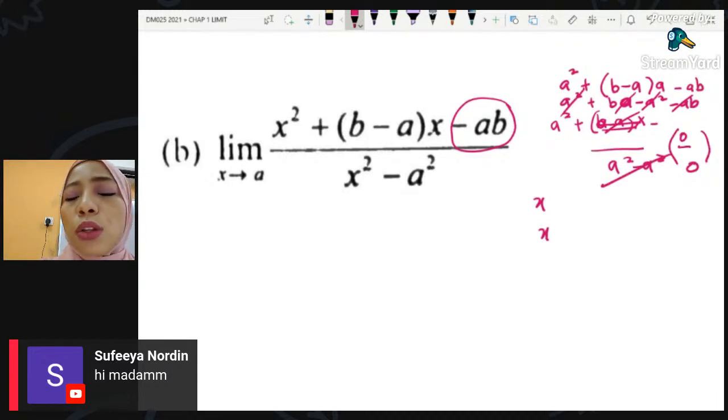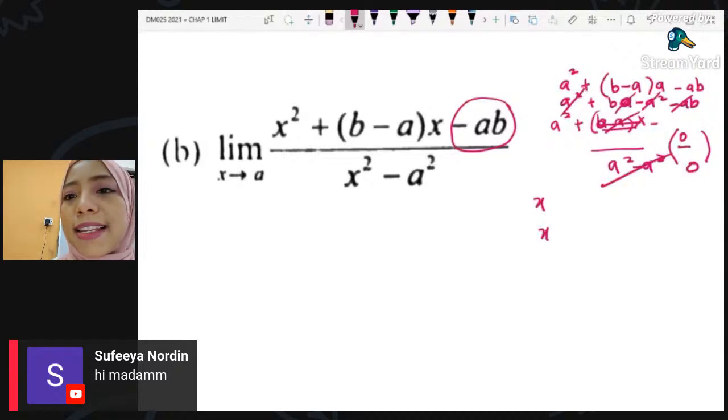So how are you going to factorize negative AB? Ada bunyi motor sikit kat situ, so I think I will plug in my earphone. You wait for a while. Listen to me clearly now. When I plug in the earphone, please respond. Otherwise I'll just continue.